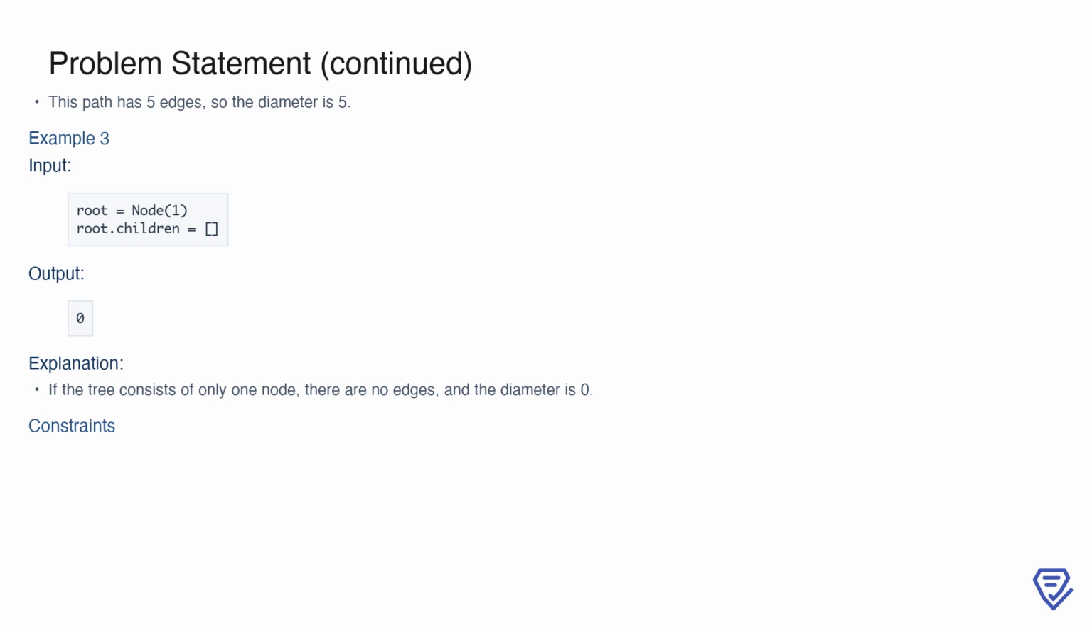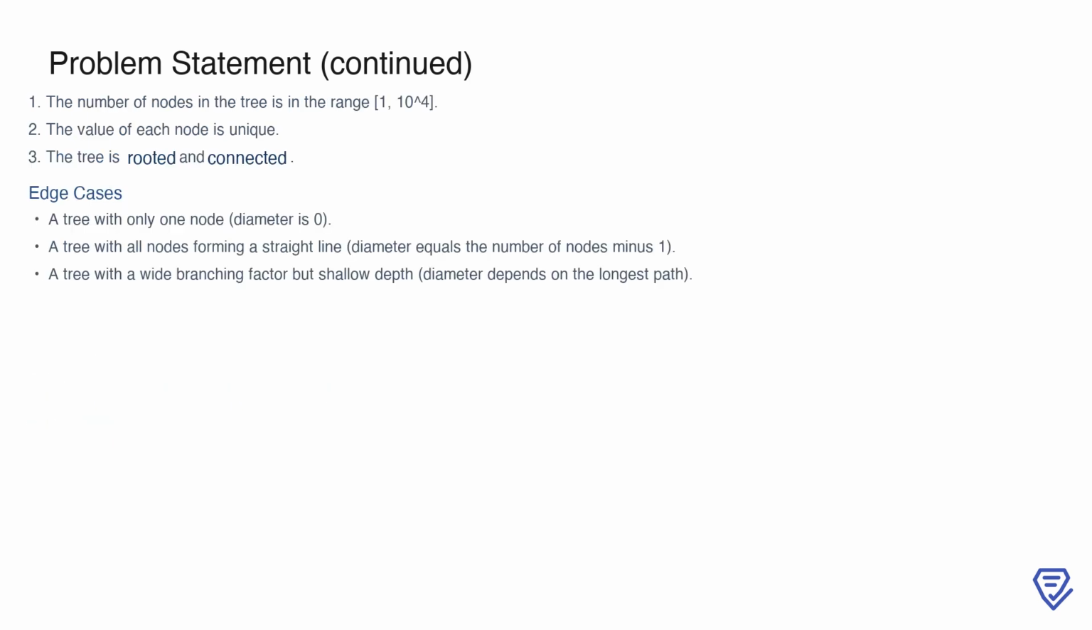Now consider a simpler scenario where the tree consists of only one node with a value of 1. This node has no children. Since there are no edges in the tree, the longest path is essentially non-existent, and the diameter of the tree is 0. This demonstrates that when a tree has only one node, the diameter is always 0, as there are no connections to measure.